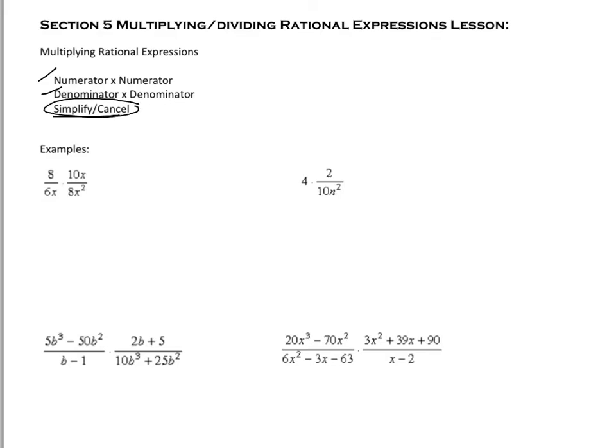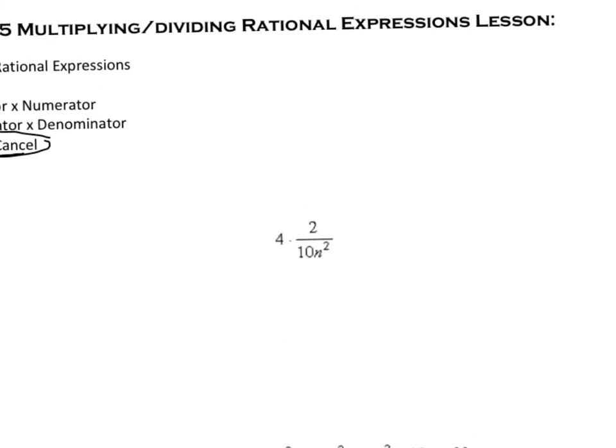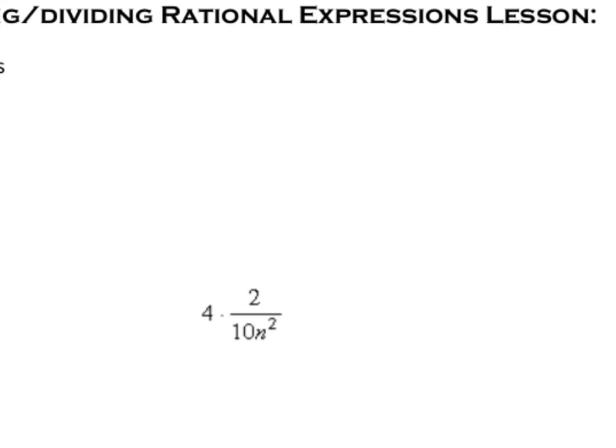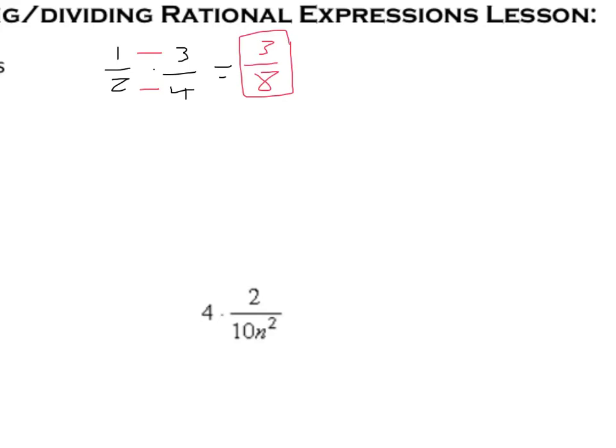So real quick, simple examples to bring us back to where we've been in the past: if I took 1/2 times 3/4, like we said, it's top times top, bottom times bottom, we get 3/8, and that's considered finished.